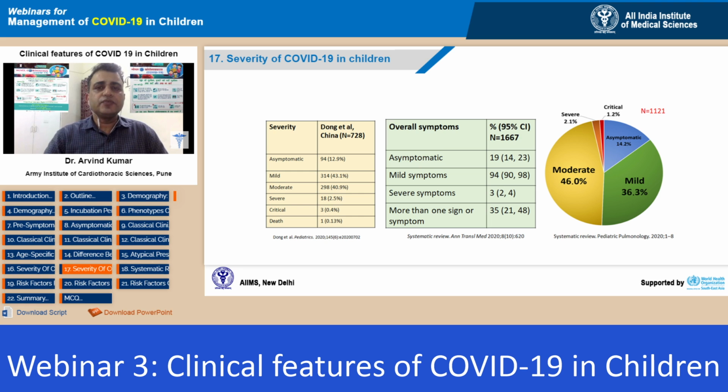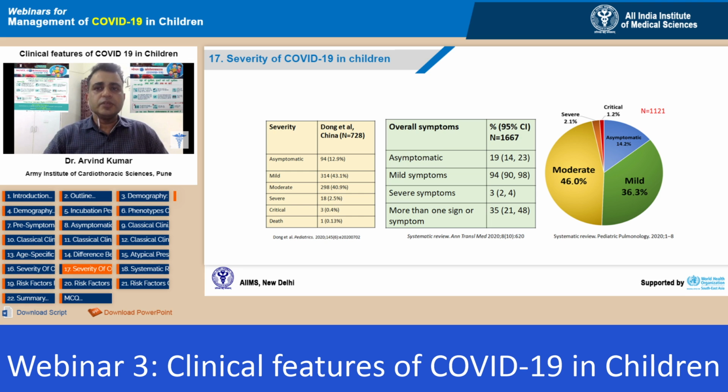The table in the middle is from a systematic review that shows asymptomatic infection in 19% of children, mild in 94%, and severe in 3% of children, but they did not report moderate symptoms. Another systematic review that included 1121 children showed asymptomatic infection in 14%, mild in 36%, moderate in 46%, severe infections in 2.1%, and critical infections in 1.2%.